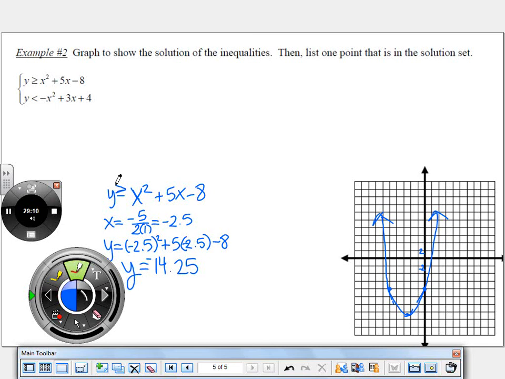Let's go ahead and test 0, 0. If we plug in 0, 0, which is right here inside of the parabola, we would get 0 is less than or equal to negative 8. Is that true or false? Yeah, sorry, greater than or equal to negative 8. True or false? True. So 0, 0 is a solution, which means should the shading be within the parabola or around the parabola? Within the parabola, okay? So this parabola would be shaded in here.